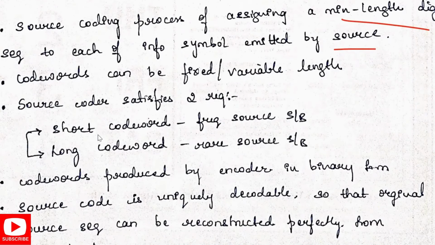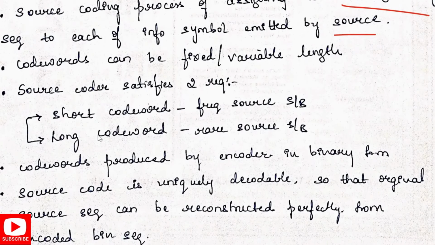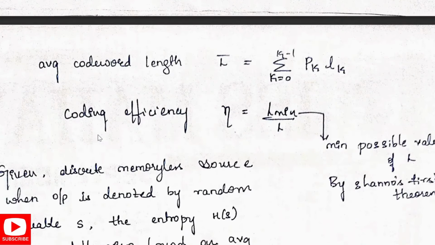So basically that source coder has to satisfy two requirements. One is a shorter code word for a frequent source symbol. If it is a long code word, it is for a rare source symbol. The code words are produced by the encoder in binary form. Also, the source code is uniquely decodable, so that the original source sequence can be reconstructed perfectly from the encoded binary sequence.